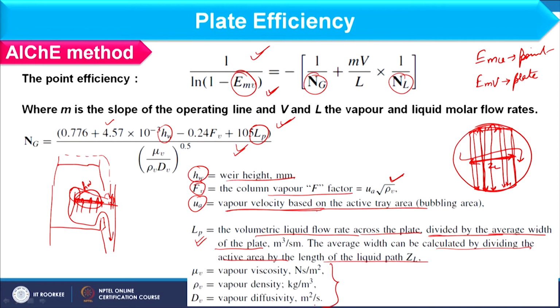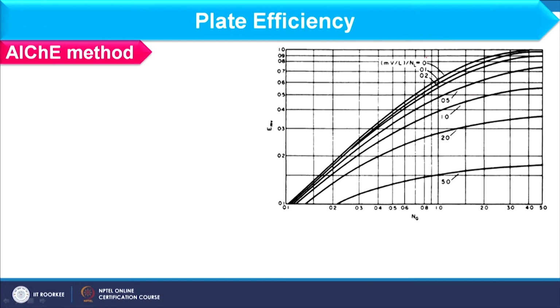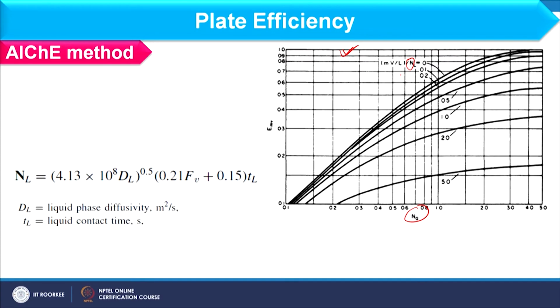Here we have the properties, and based on that you can find out the Ng value, right. Instead of using that equation of EMV, you can also use this graph, but in both cases we need Ng as well as NL value. Ng we have already calculated. This is the NL expression, where Fv we have already discussed in the last slide. DL is the diffusivity of liquid and TL is the liquid contact time, and that can be calculated by ZC into ZL by LP.